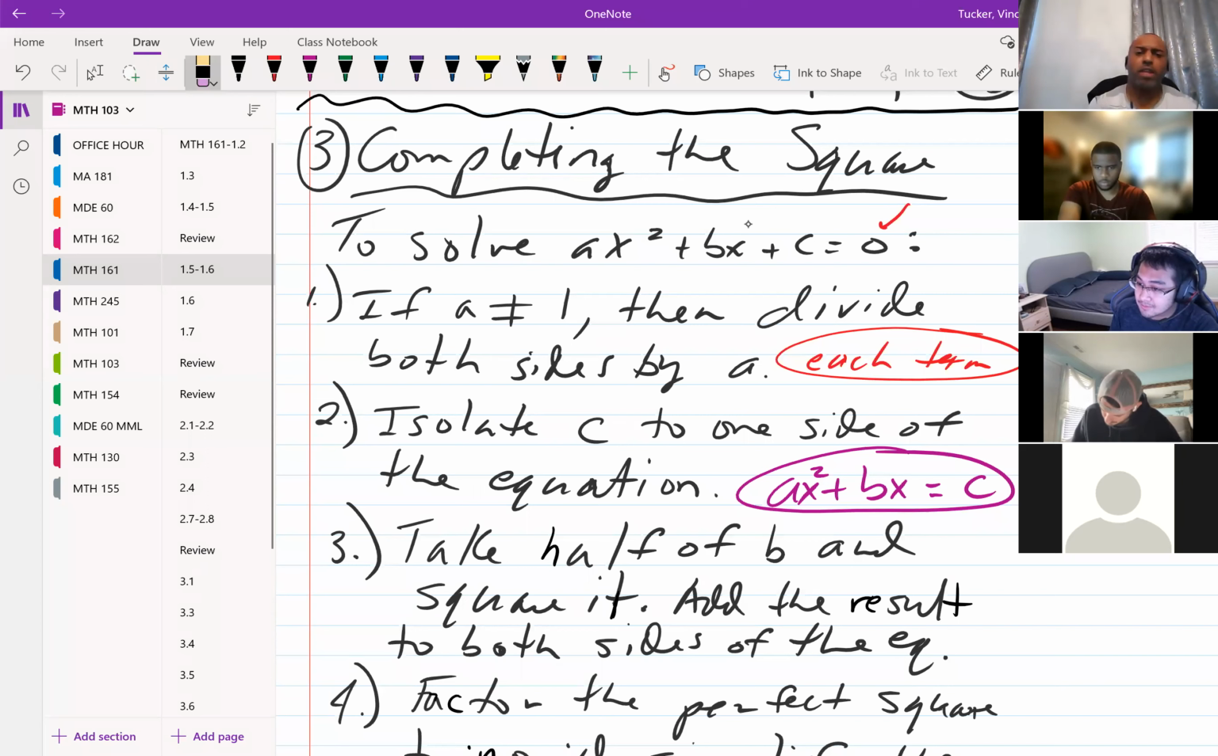So if a is not 1, then we're going to divide both sides by a. In other words, divide each term by a. Then we're going to isolate c to one side of the equation. So we're going to push the c to the other side. Then we're going to take half of b and square it and add the result to both sides of the equation.